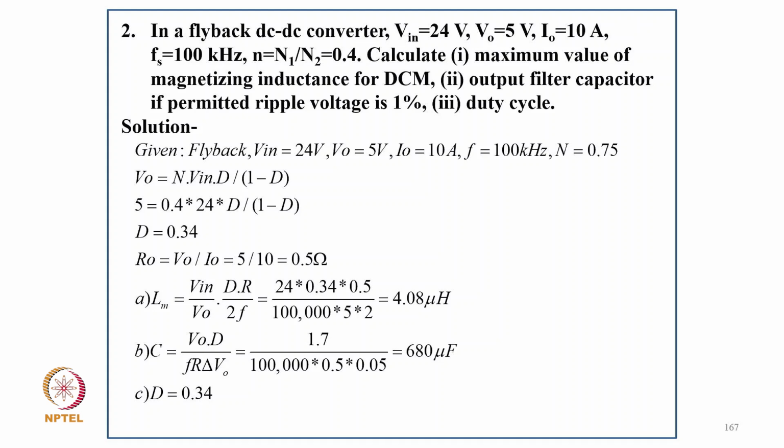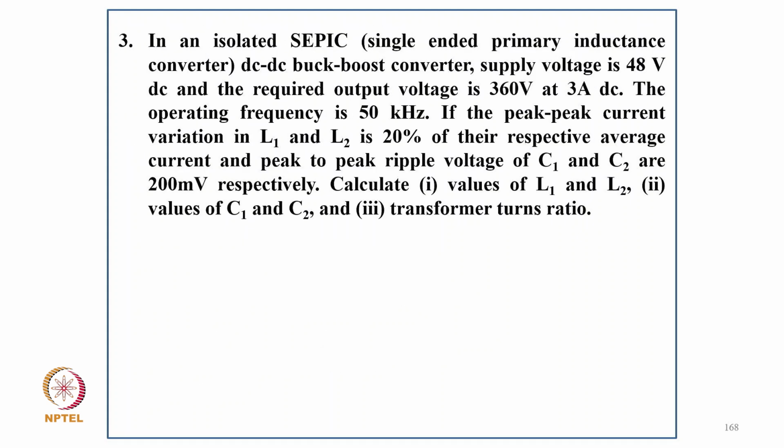Given the flyback data, putting a value, we get D equal to 0.4 and R equal to 0.5 ohm, LM equal to V upon D upon R2F, that is 4.04 microhenry, C equal to V upon D into F R0, that's 680 microfarad, and D equal to 0.34.